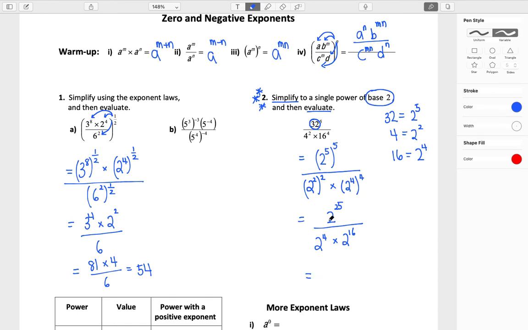And now, because they're all the same base, I'm going to apply the exponent law. So I could simplify these two first, right? Which is 2 to the 25 over 2 to the 20, because I'm multiplying. And then 25 subtract 20, because it's dividing, it will give me 2 to the 5. And then I could evaluate 2 to the 5 is 32. And that will be your final answer. Okay.